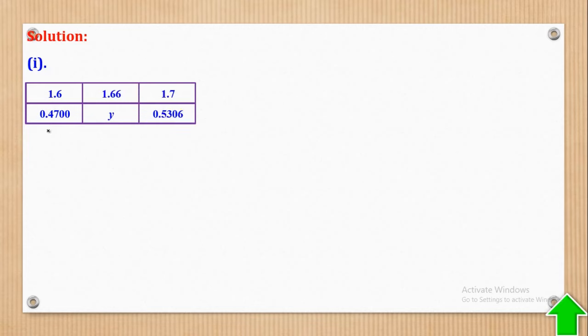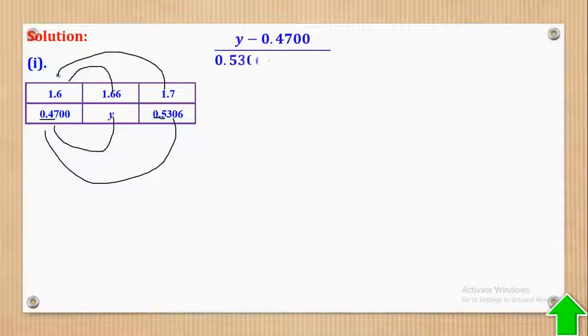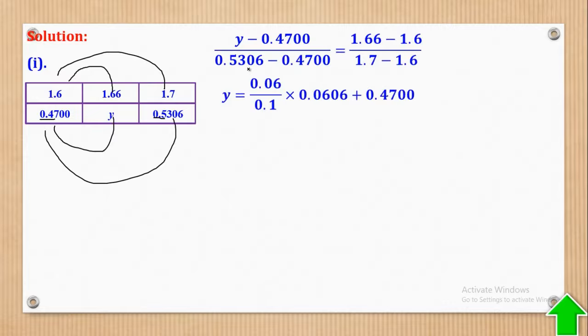So next we shall realize that this one is the smallest, therefore the ratio will be y minus 0.4700 divided by this minus that is equal to this minus this over this minus that. So you'll come up with that value, and when I make y the subject, y will be equal to 0.506. I remember they give you the accuracy of 3 decimal places.